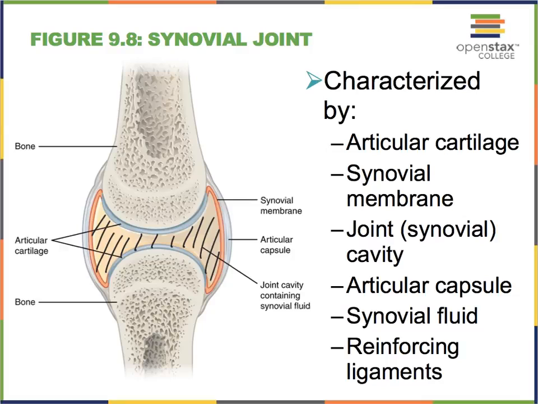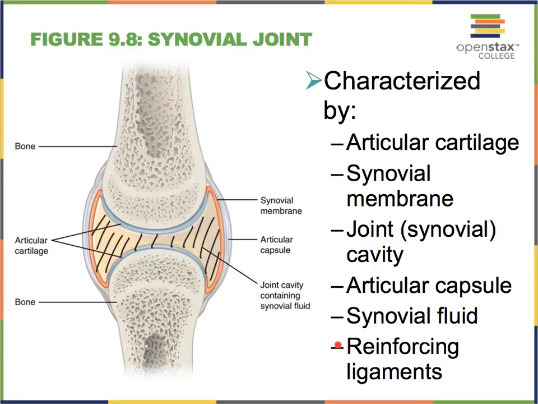Finally, interconnecting one bone with the other, we have ligaments sitting directly on top of our synovial membrane, and we refer to these ligaments as our articular capsule. So these are the typical structures that you find in a synovial joint.